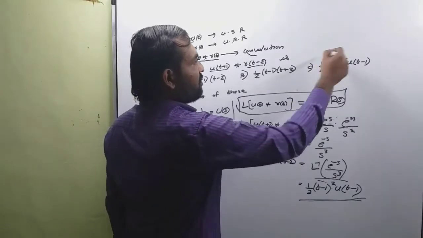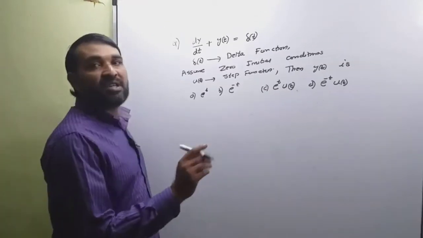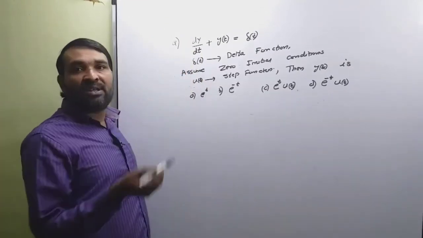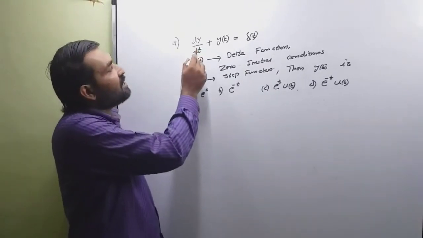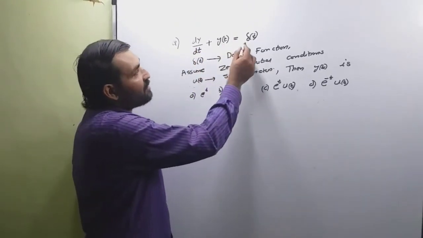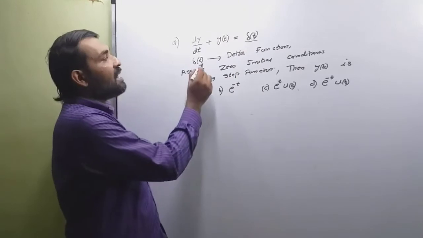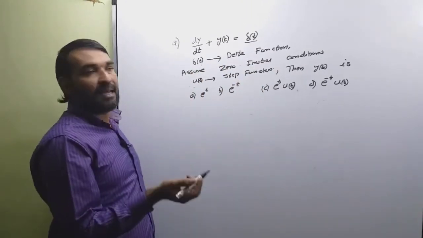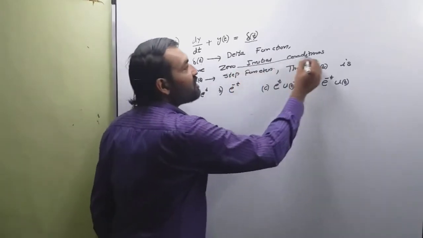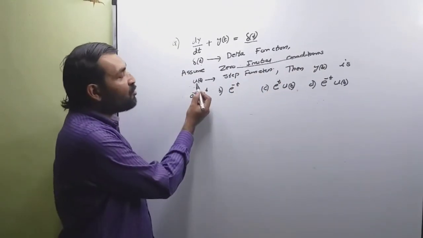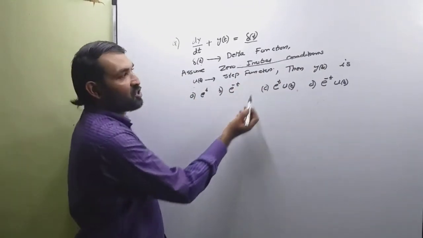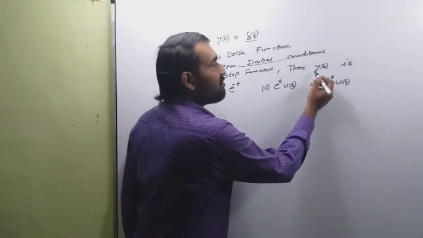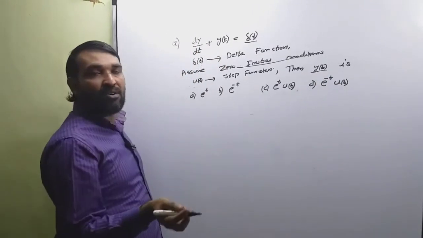So this is our answer. The question is, a first order differential equation is given, dy/dt plus y(t) is equal to δ(t), and δ(t) is a delta function, that is, unit impulse signal. Assume 0 initial conditions and u(t) represents the step function. Then the question is, we want to find the response y(t).